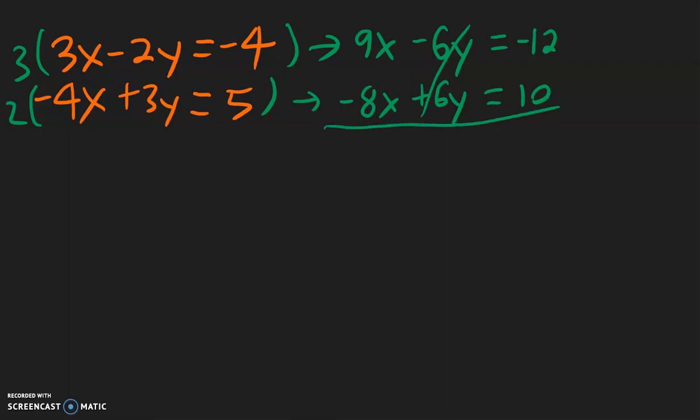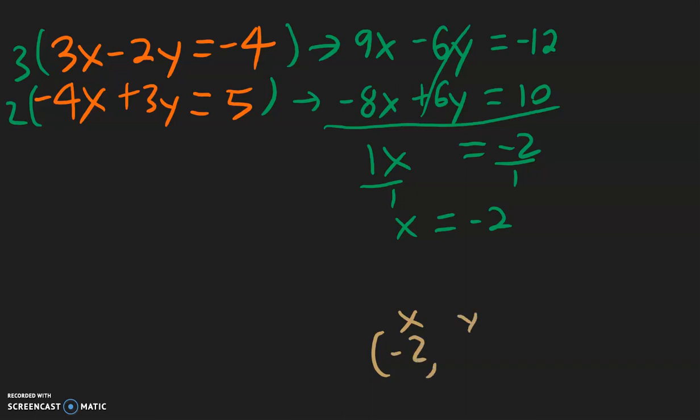9 minus 8 is going to be just 1x. Negative 12 plus 10 is going to be negative 2. So divide by 1 on both sides. X equal to negative 2. So now we have the x coordinate of our answer. X is negative 2. And we need to find the y coordinate.